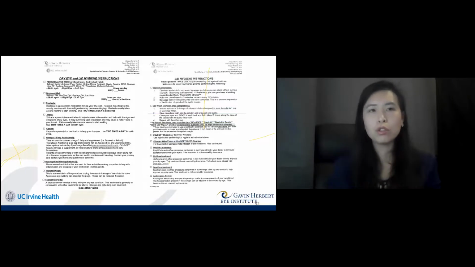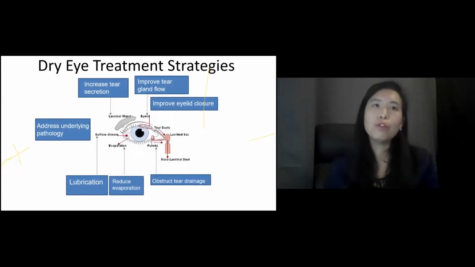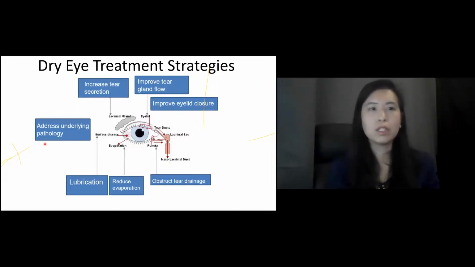So it's a personalized treatment, and I'm going to talk about a lot of different things today, and whether that is right for you, you have to determine that with your doctor. But I just give you an overview of how I think about treatment strategies in general. So I would say the most important thing is this: to address the underlying pathology. What is the root of your dry eye? We've got to get to the root of the problem, not just cover up the symptoms.